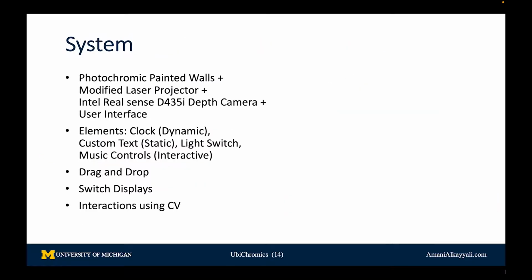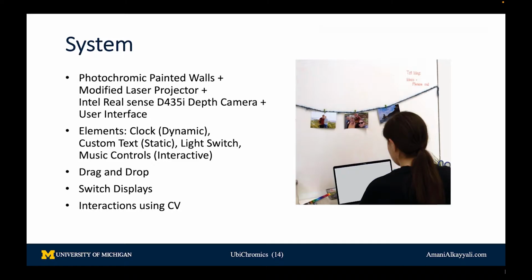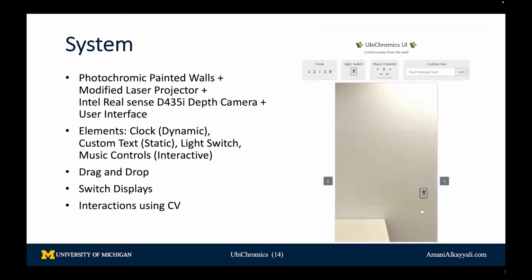So the system in its entirety is comprised of photochromic painted walls, the modified laser projector, a depth camera to pick up interactions, as well as a user interface. And there are certain elements that come with the system: a clock or dynamic elements that will update and refresh on their own, or custom text, which we call static elements or notifications, or a light switch and music controls, which we call interactive elements.